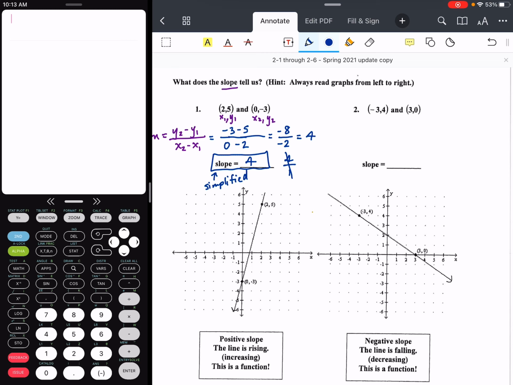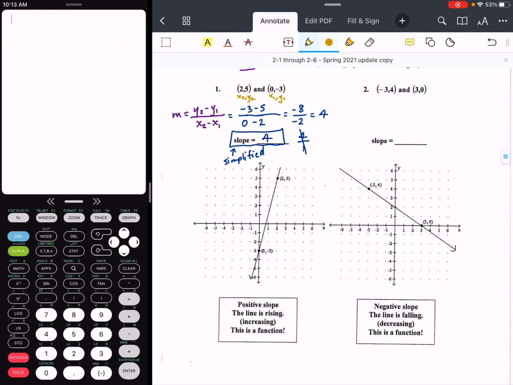Okay, I also want to show you guys that the order that the points appear in doesn't matter. So let's say that instead I called (0, -3) my x sub 1 and my y sub 1, and then (2, 5) is x sub 2, y sub 2.